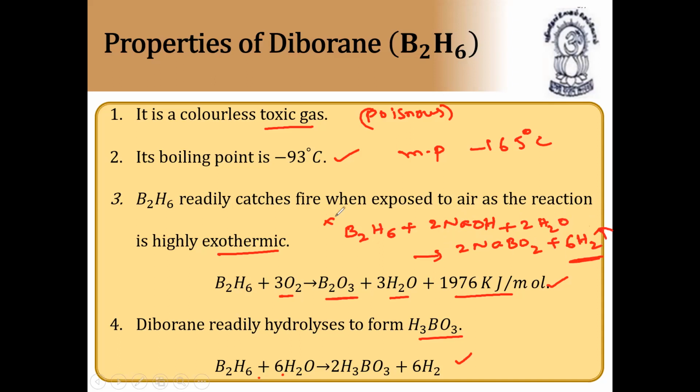Very, very important reaction. So diborane combines with sodium hydroxide or potassium hydroxide to form their respective metaborate, that is sodium metaborate or potassium metaborate, that is KBO2. Next, continuation.